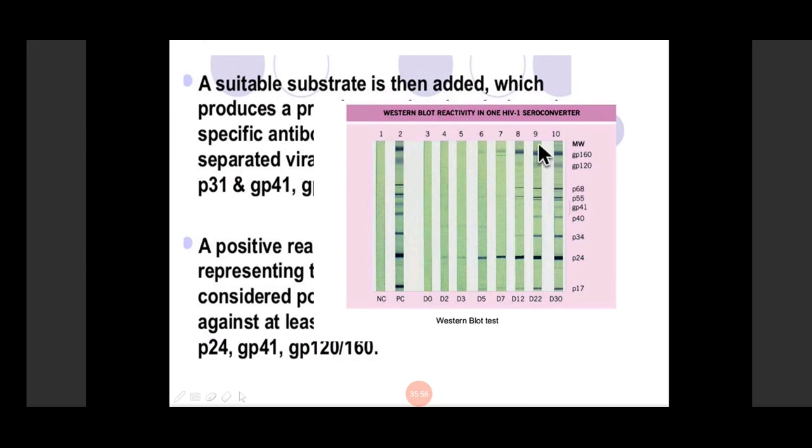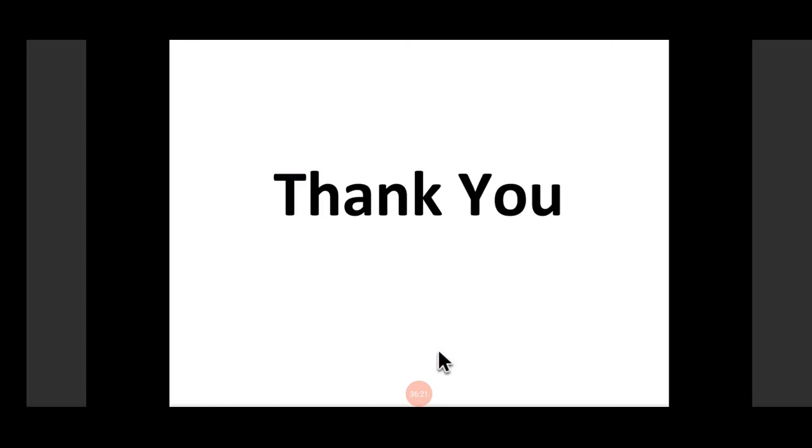Then this picture shows Western blot. Here are the lines. This is the negative control, this is the positive control, and these are the patient strips. Here we can see the P24 antigen band is present, very faded, but a clear cut positive. Once it is positive by ELISA, we usually confirm it by Western blot, and both of these measure the antibodies only. That's it. Thank you very much.